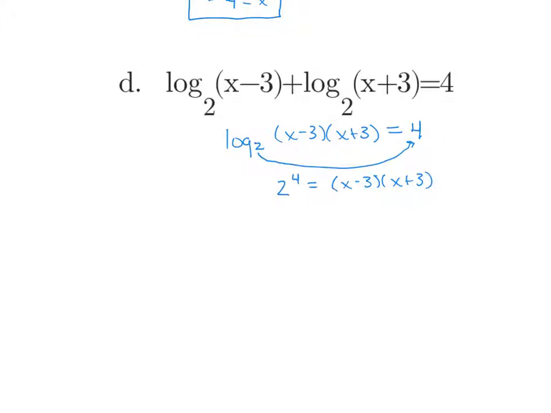We want to multiply our factors together as well as simplify the exponential. So 2 to the 4th is 16. We have difference of squares here. Notice that your factors are exactly the same, except for the signs. So we get x squared minus 3x plus 3x minus 9, or just x squared minus 9.